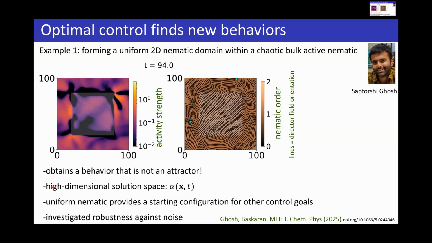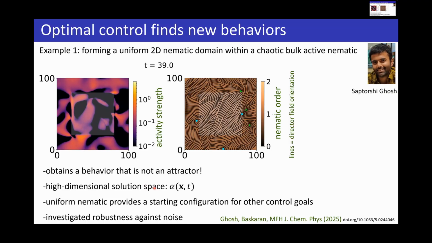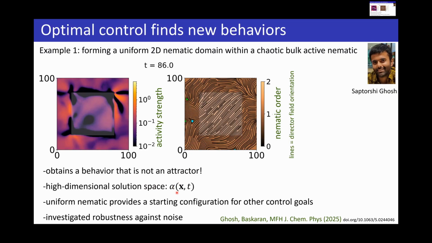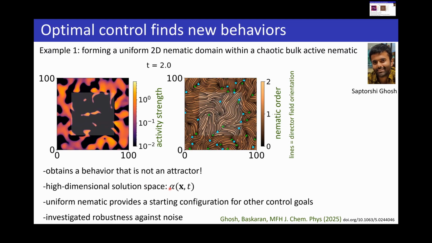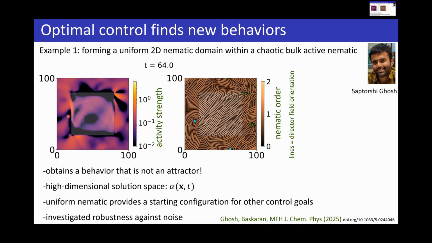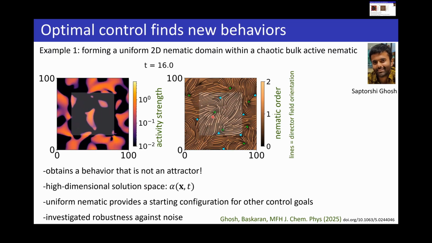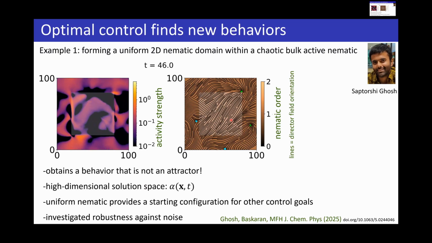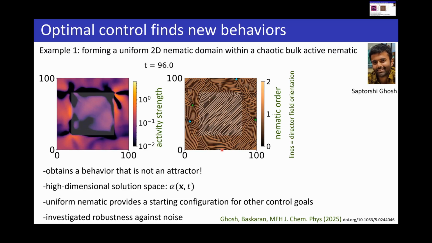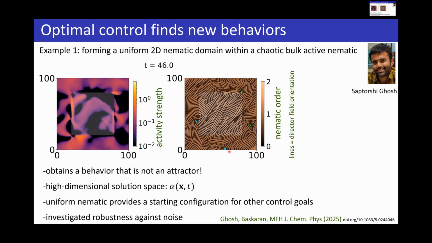The other is, as a comparison to many other optimal control problems that I've seen, this is a very complicated high-dimensional solution space, because here we're specifying alpha at many points in space and time and solving for all of them simultaneously. And by the way, I don't know if I made this clear. What I'm showing you here is being done on a PDE simulation.